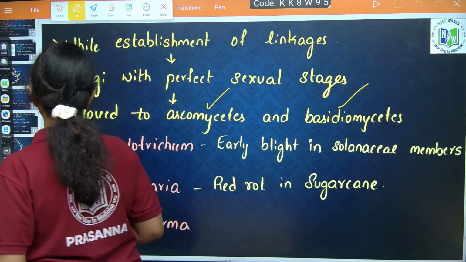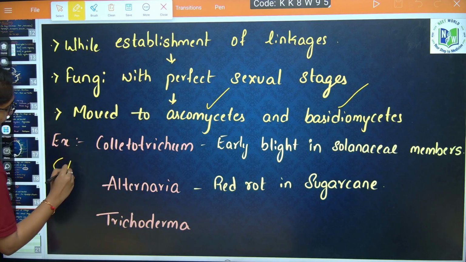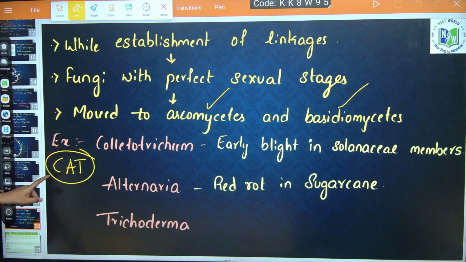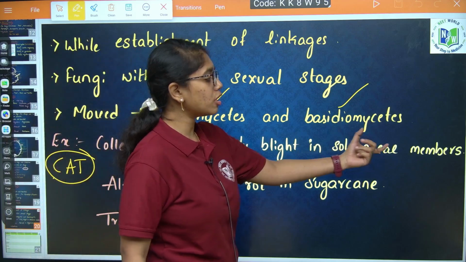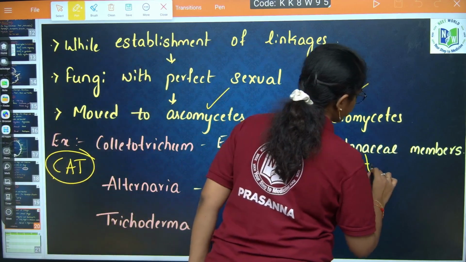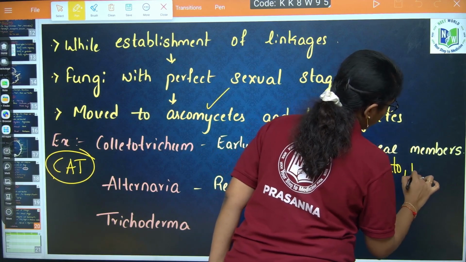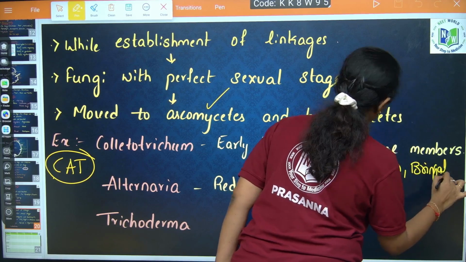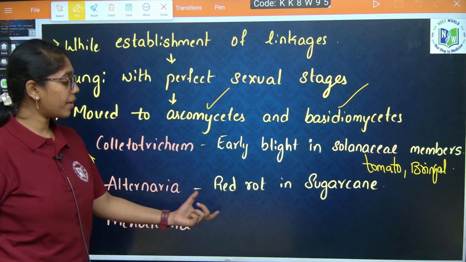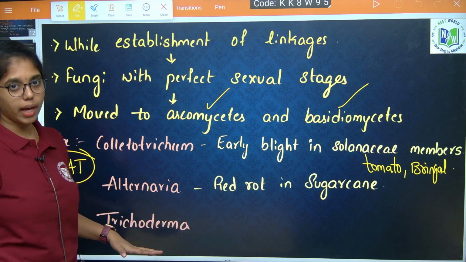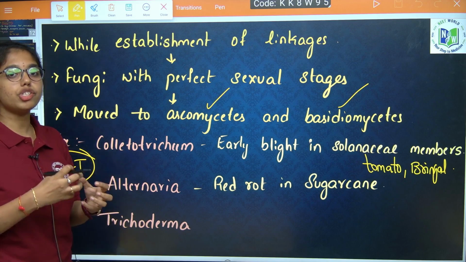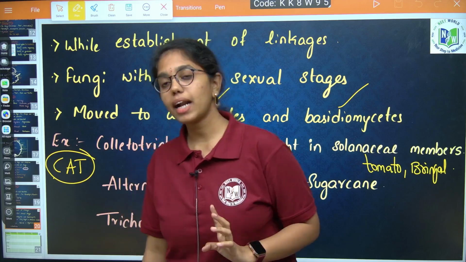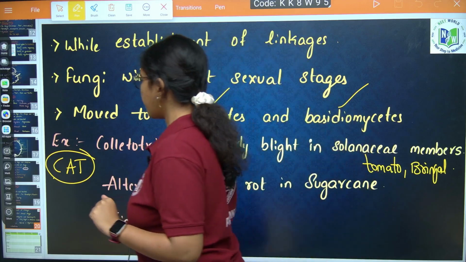The examples of Deuteromycetes you can remember by CAT, okay. Examples of Deuteromycetes: Colletotrichum, Alternaria and Trichoderma. Colletotrichum causes early blight in Solanaceae members like tomato, brinjal and such, okay. Alternaria causes red rot in sugarcane, and Trichoderma. All these three examples you have to remember under Deuteromycetes, because the characteristics we have discussed under Deuteromycetes are asked by these examples only, okay.